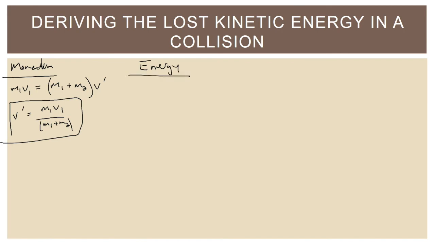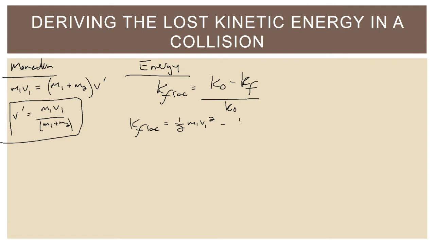So we have lost kinetic energy. The fraction of lost kinetic energy, which we just saw was basically always the same, is the initial kinetic energy minus the final kinetic energy over the initial kinetic energy. Let's expand that out. If we expand that out, we get 1/2 m1 v1 squared. Notice that was the initial kinetic energy, 1/2 m1 v1 squared.